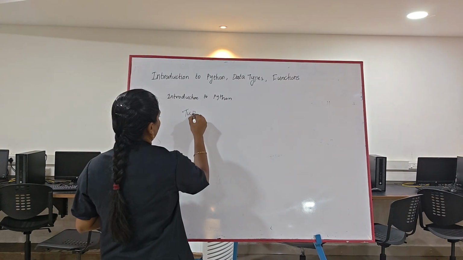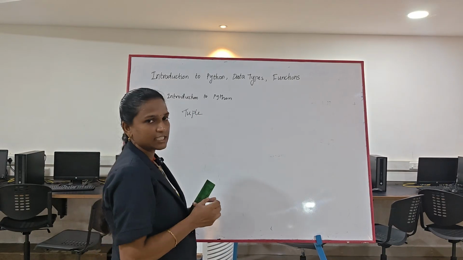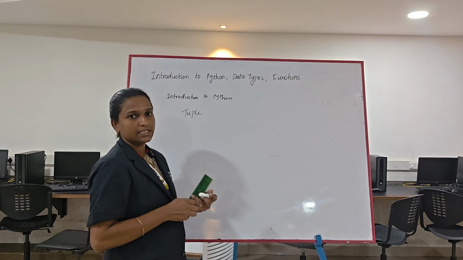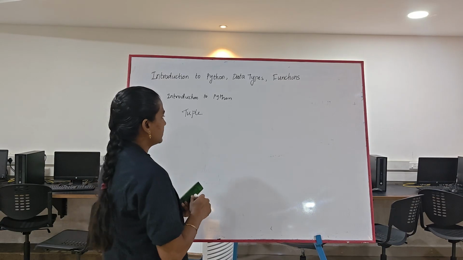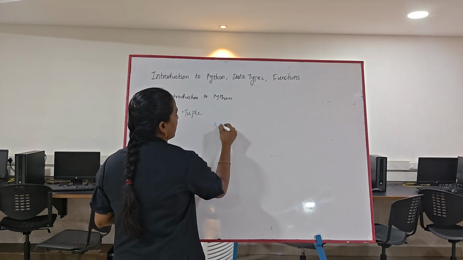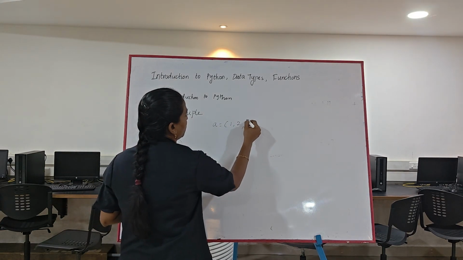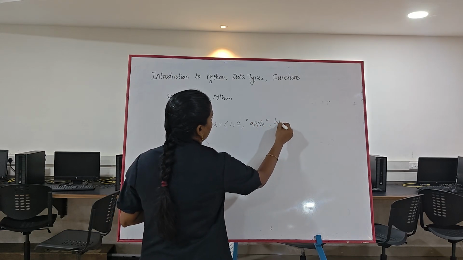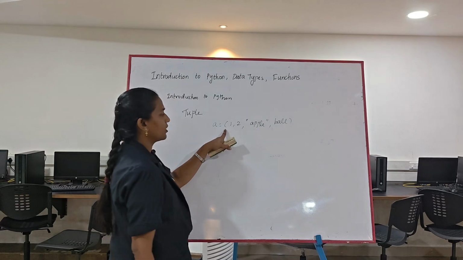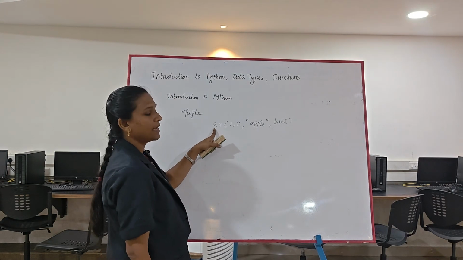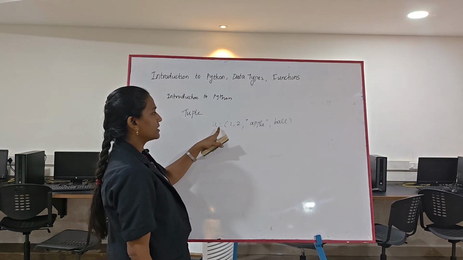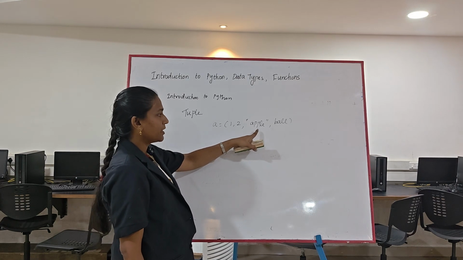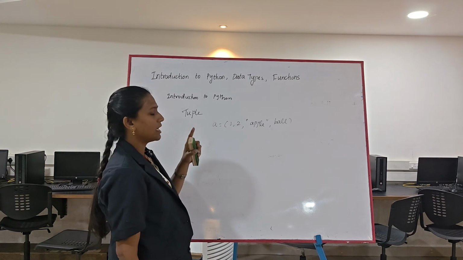A tuple is a collection of elements separated by commas and enclosed in parentheses. That means, for example, (1, 2, apple, ball). So like this, it is enclosed in parentheses. Here the tuple name is A. It is a collection of different types of elements separated by commas and enclosed in parentheses.